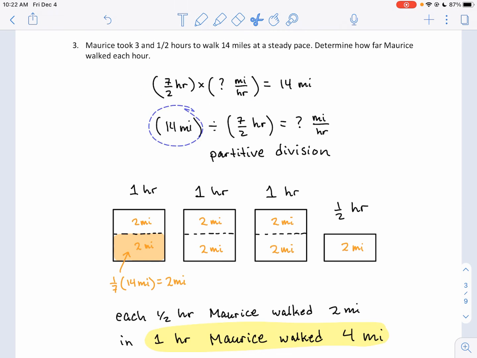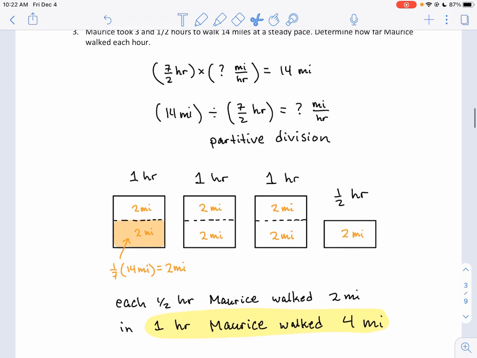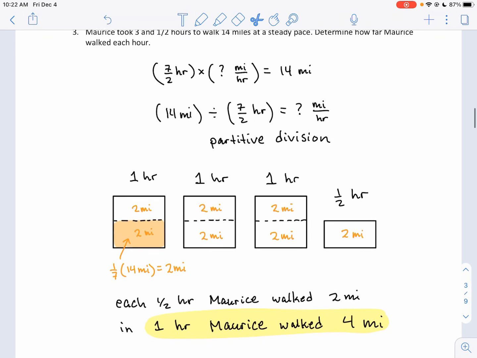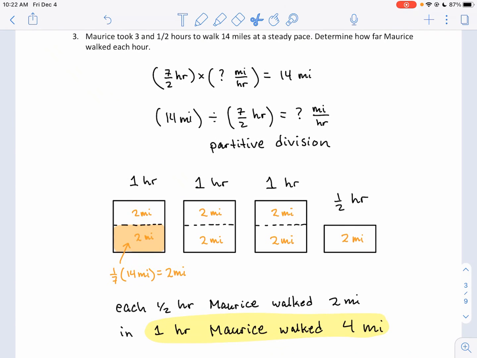And then we do product divided by multiplier, and we're going to get the missing multiplicand. And that's a partitive division that's happening here. I chose to model this one with almost like it was water in buckets, if you will. I thought of each hour, so I drew a representation of the 7/2 hours first.